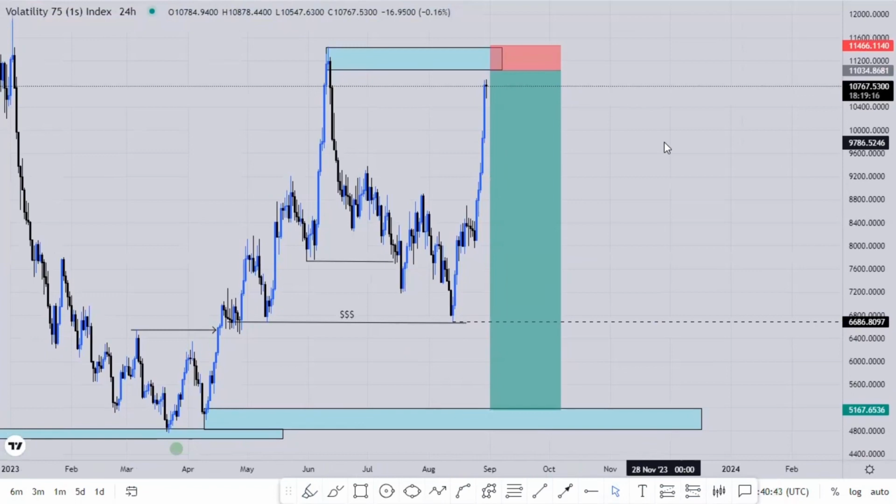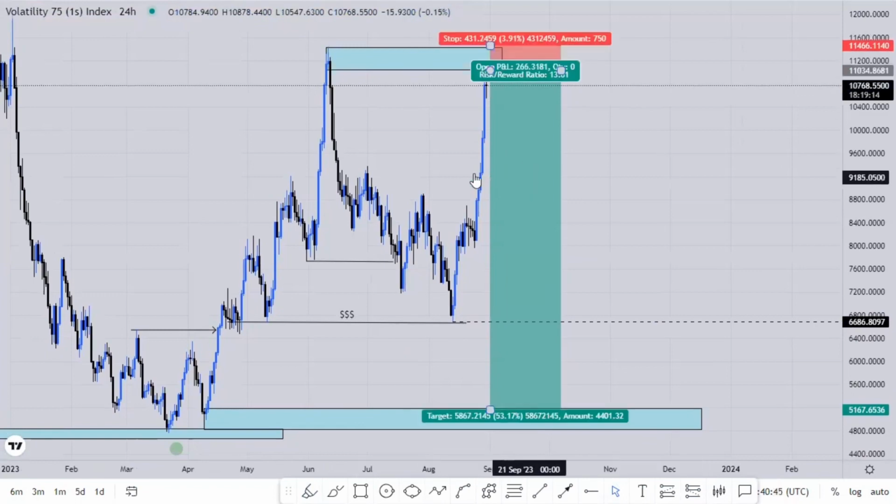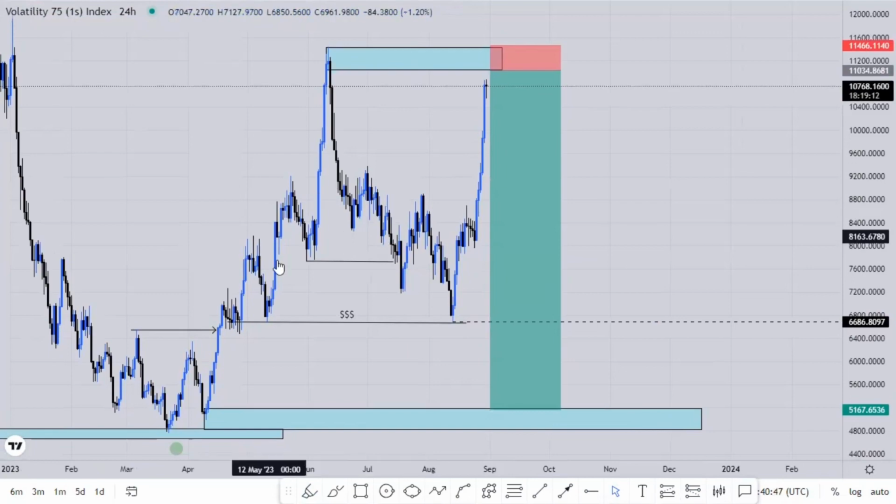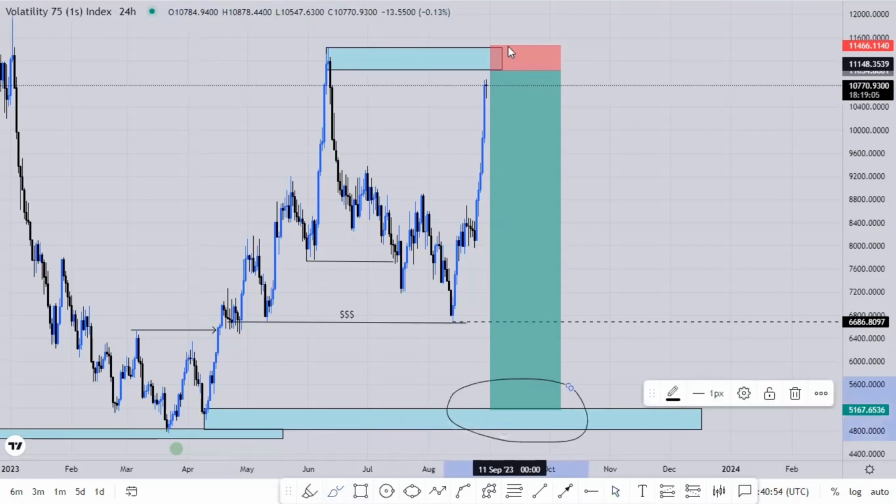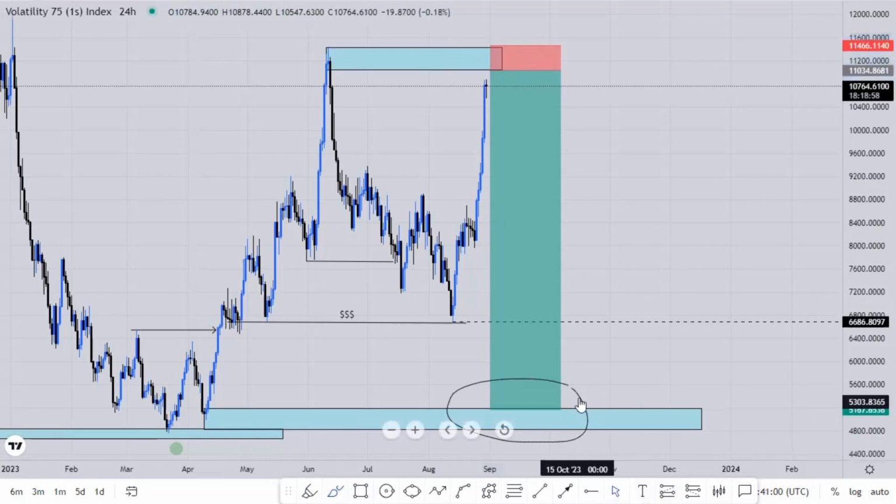Why am I calling it a high probability entry? Because of where it is. Was this market maybe around here, maybe around here? So this zone as well is going to be a high probability entry zone. Same as this zone is going to be a high probability entry zone. So we're going to hold those swing trades for a very long time.